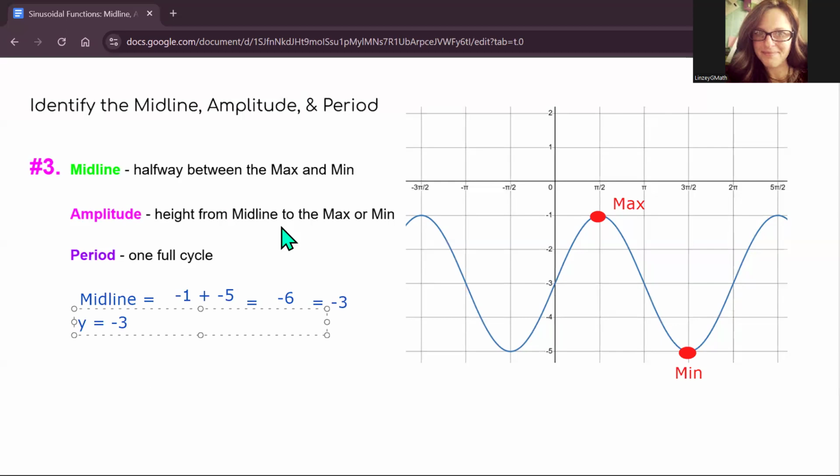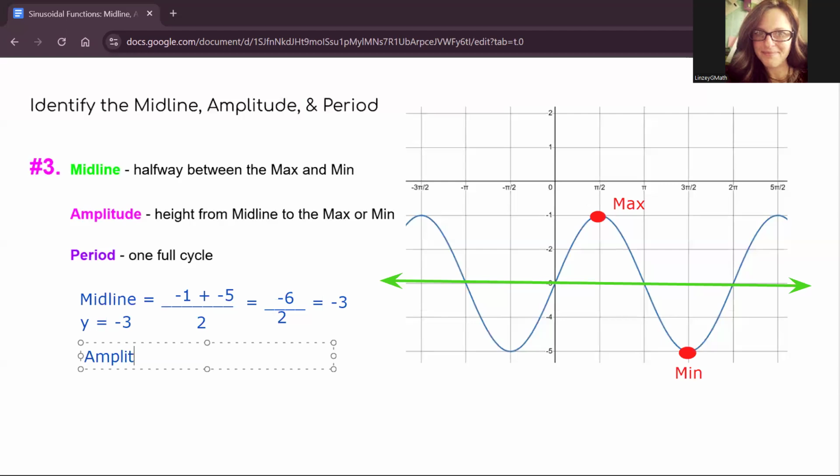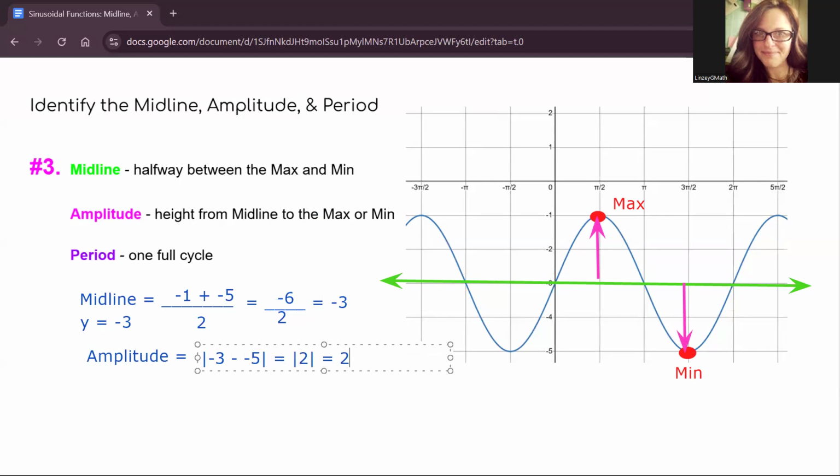And let me graph that so you can see that here on the graph. There is our midline. Then we'll find the amplitude. The amplitude is the distance from the midline to the maximum height or from the midline to the minimum height. And we see that the distance is 2. Or you can do it from the midline to the minimum height, and you will get the same thing. Absolute value of -2 is 2. So our amplitude is 2.